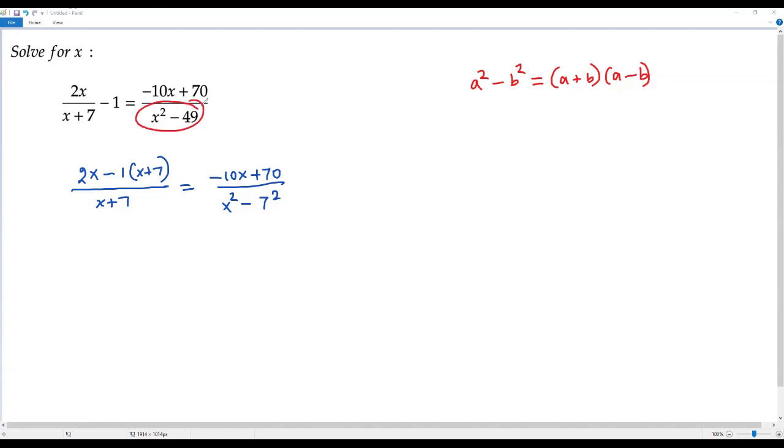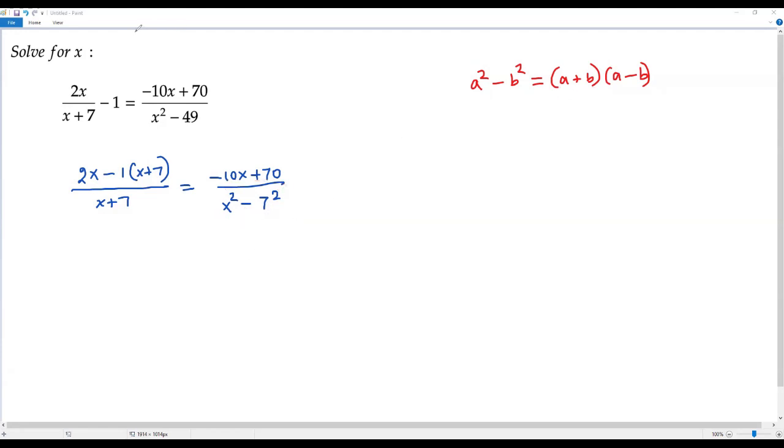So in order to get this expression x² - 49 in the form a² - b², I am writing 49 as 7². Now this expression is exactly in the form a² - b². In my next step, I can write this expression in factor form, (a + b)(a - b). Comparing, in place of a we have x and in place of b we have 7. So the factor form will be (x + 7)(x - 7).